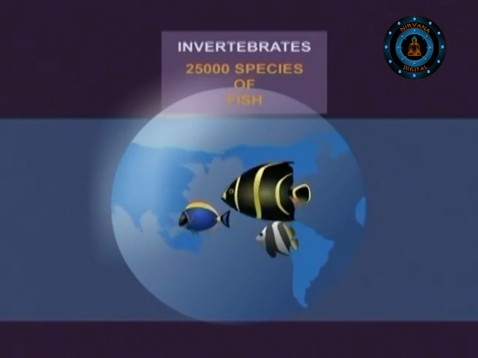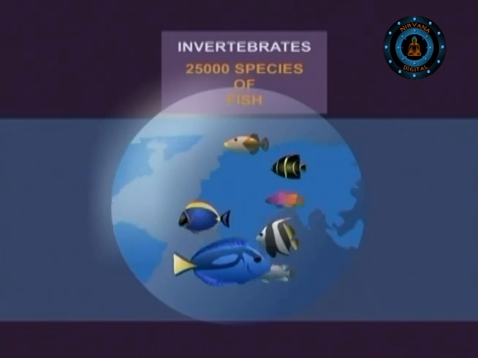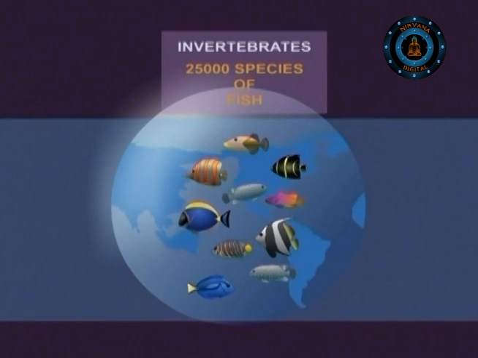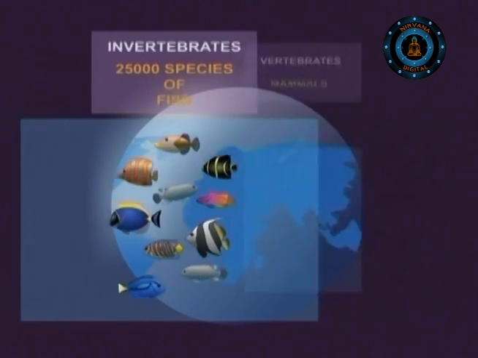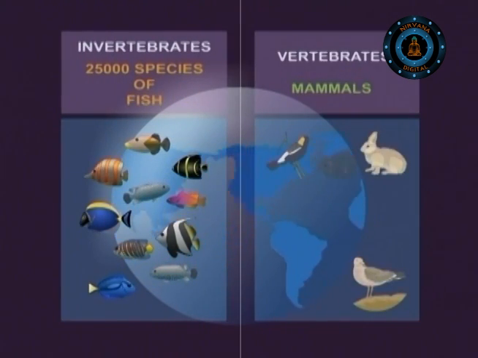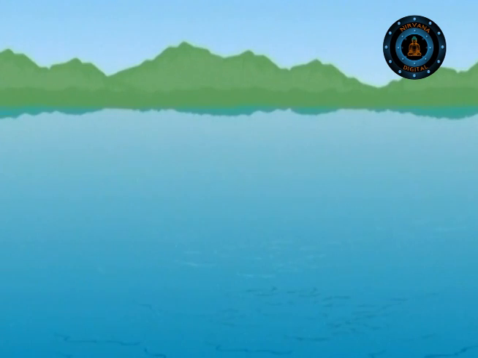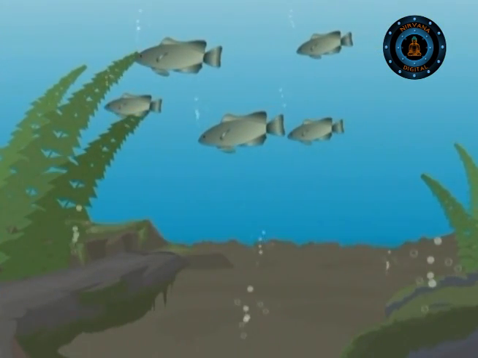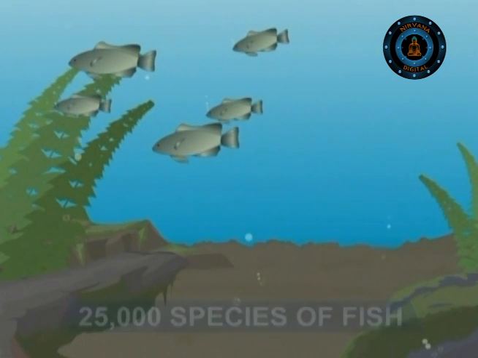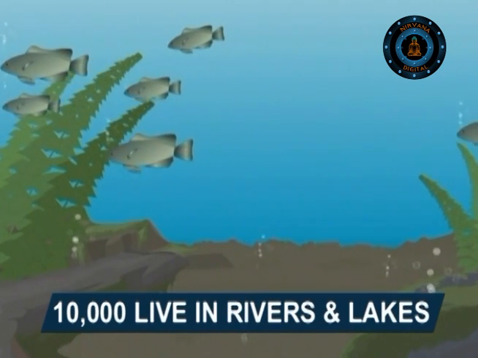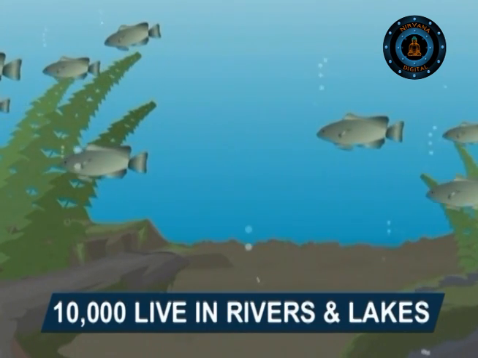There are about 25,000 species of fish across the world. These varieties are as much as all the vertebrates like birds, mammals, reptiles and amphibians put together. In spite of occupying a small area as compared to the vast ocean, of these 25,000 species of fish, 10,000 live in the world's rivers and lakes.